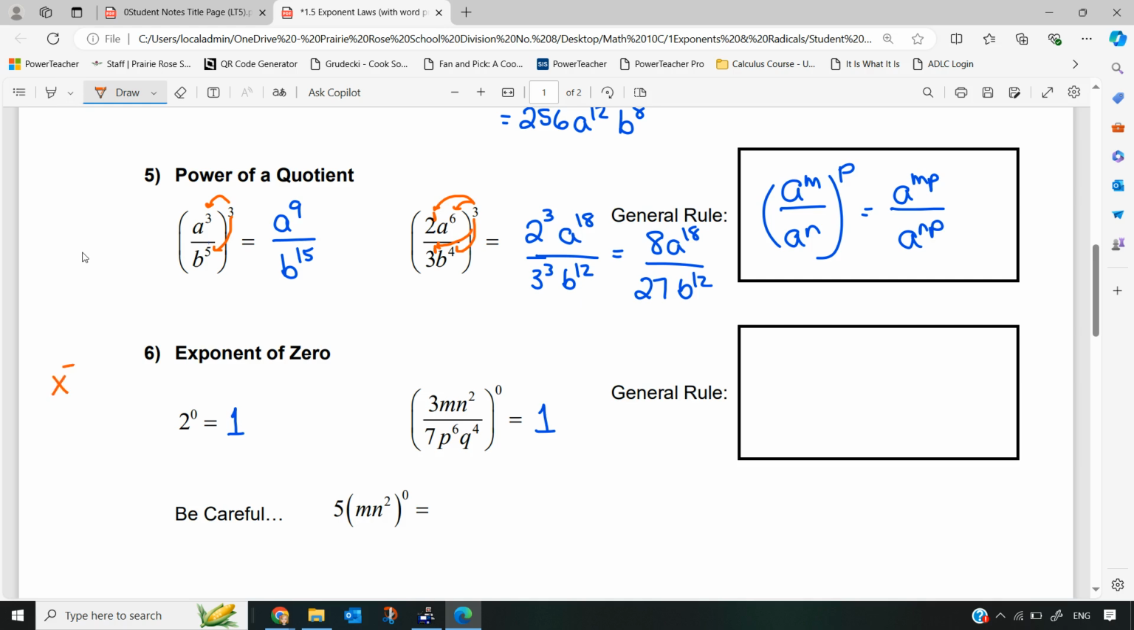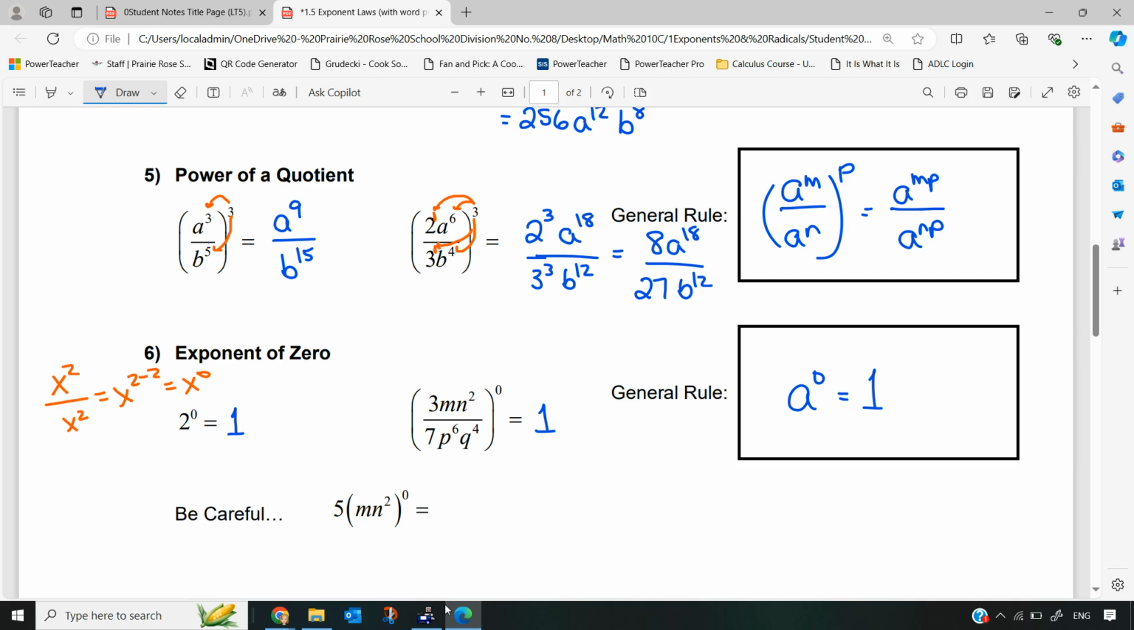If I have x squared divided by x squared, that's going to be 1 because anything divided by itself is 1. But if I use my exponent rules, when I'm dividing powers with the same base, I'm going to subtract my exponents. That would give me x to the 2 minus 2, which is x to the 0. Well, if x squared divided by x squared is 1, then x to the 0 must also be 1. So our general rule is a to the 0 is equal to 1. Now, when we're looking at the exponent of 0, it's really important that we take a look at where that 0 is applying to.